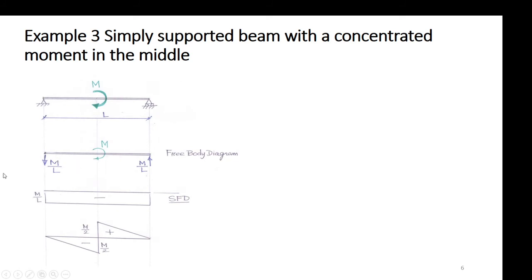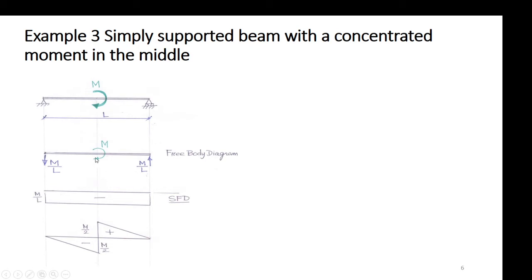Now you know what to do. You pass a section at a distance x, and then look at your left. This is left down. You have assumed left up shear positive, so definitely you will have a negative shear, downward, of magnitude M by L. And as you pass from here to here, you don't encounter any other forces but a moment. So the shear force diagram will be constant throughout.